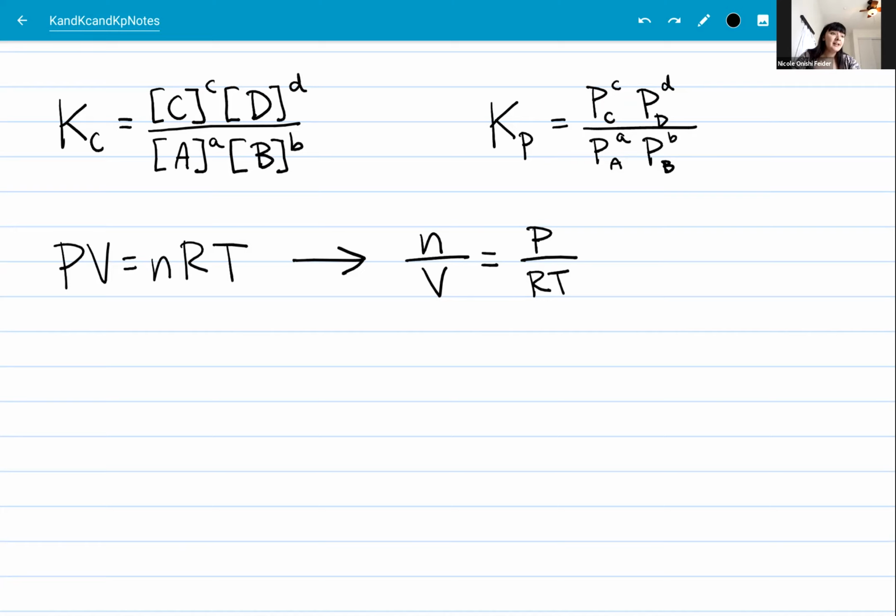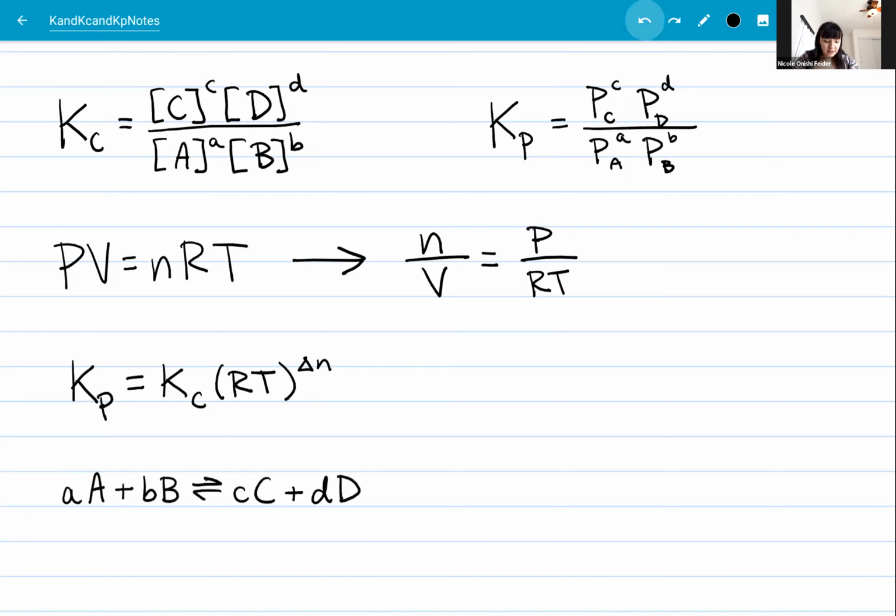But in any case, the relationship is Kp equals Kc times (RT) to the power of delta n, where R is the ideal gas constant in the proper units of liter-atmospheres per mole-Kelvin, T is the temperature in Kelvin, and delta n is the difference in stoichiometric equivalence between the products and the reactants. Mathematically, drawing back to our example reaction, we can define delta n as such: the molar equivalence of the products minus the molar equivalence of the reactants.